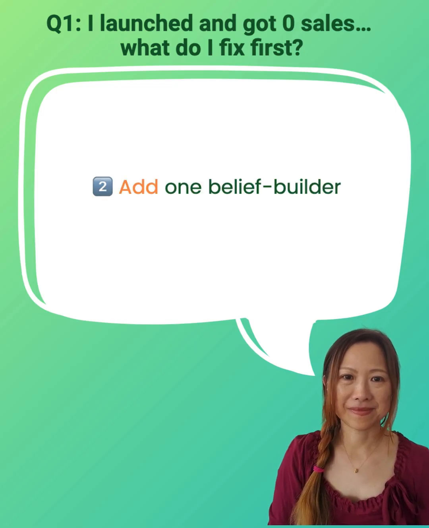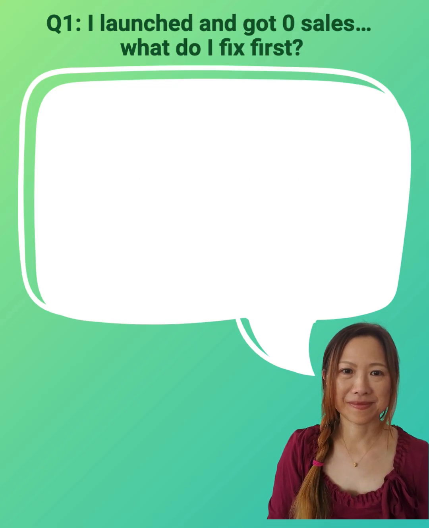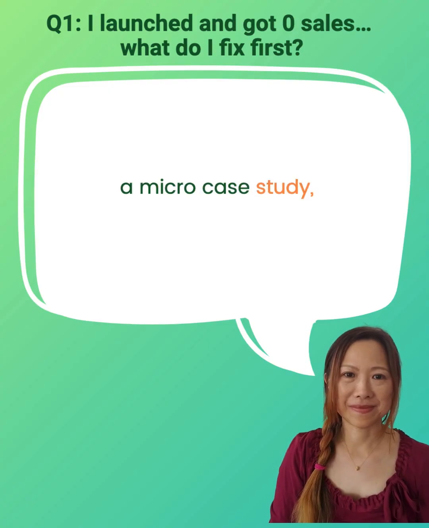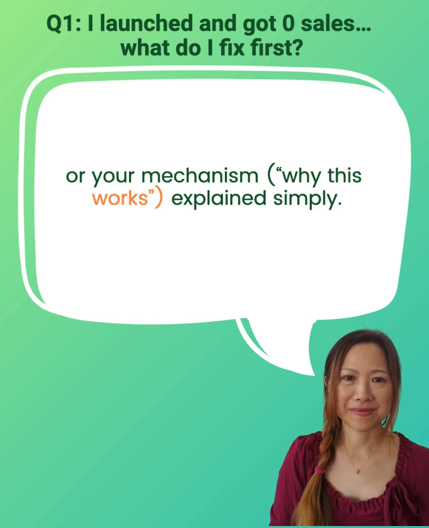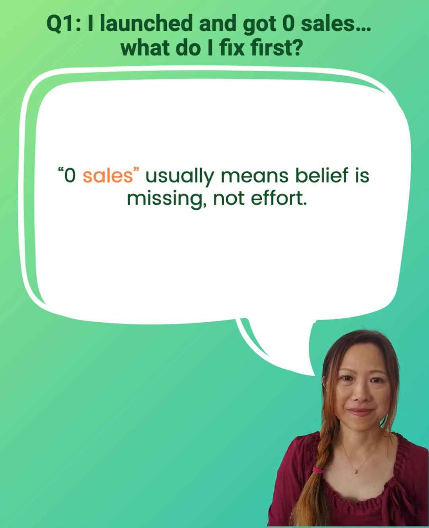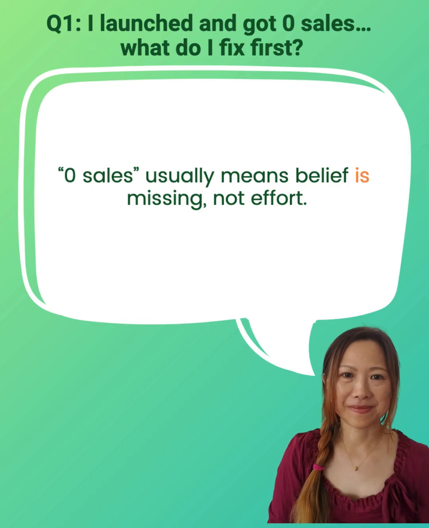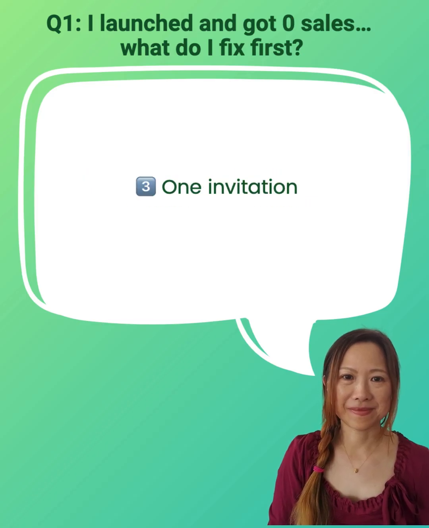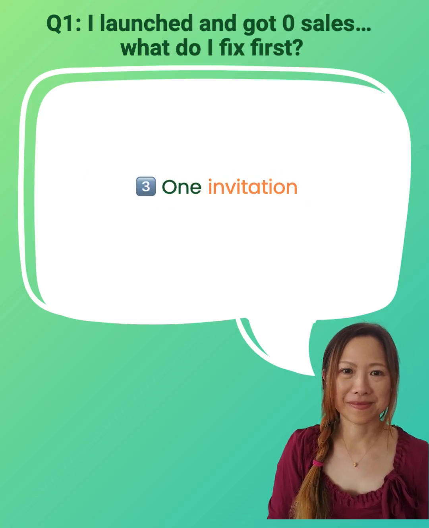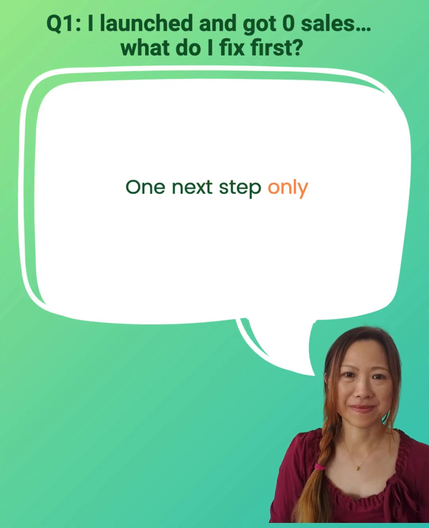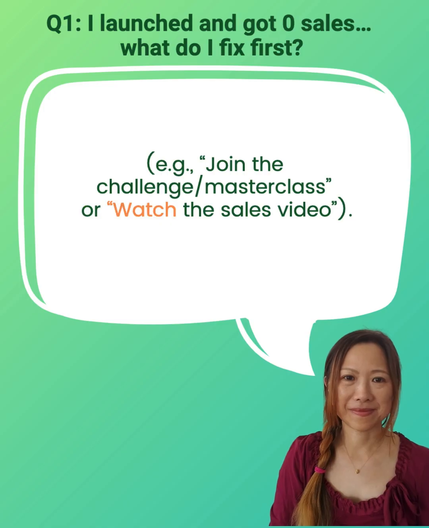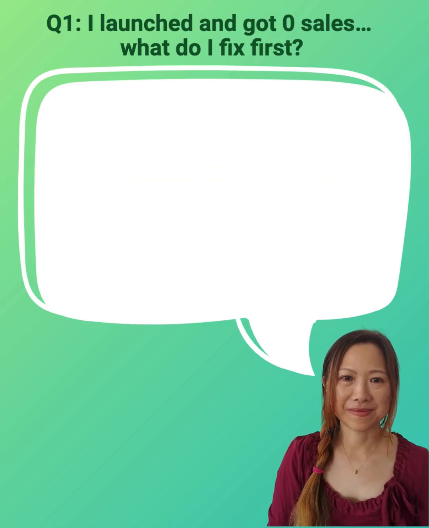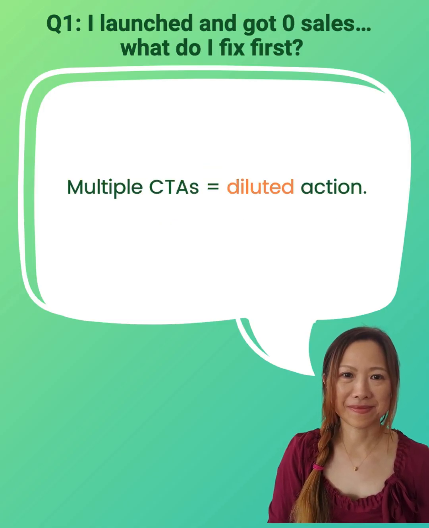2. Add 1 belief builder. Pick 1. A micro case study, a demonstration, or your mechanism. Why this works? Explained simply. 0 sales usually means belief is missing, not effort. 3. 1 invitation. 1 next step only, e.g., join the challenge, watch the masterclass, or watch the sales video. Multiple CTAs dilute your action.